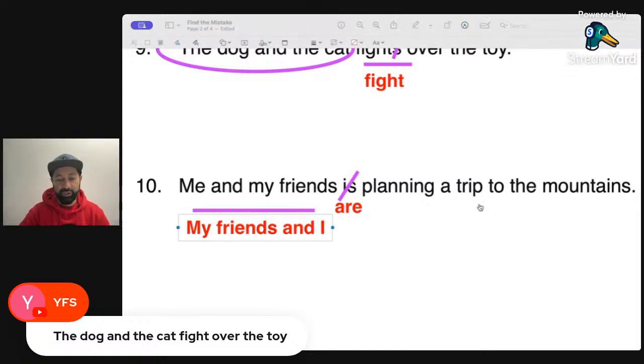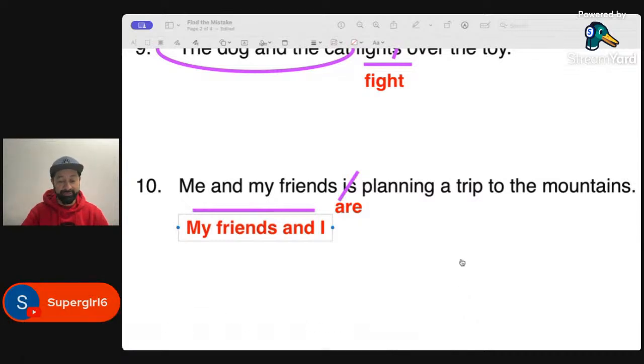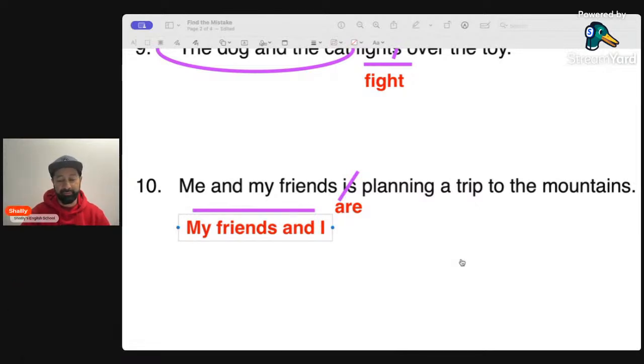Okay, good job. And YFS had the answer. My friends and I are planning to have a trip to the mountains. That's okay. You added the word have. Supergirl, my friends and I are planning a trip to the mountains. Also, perfect. Excellent.